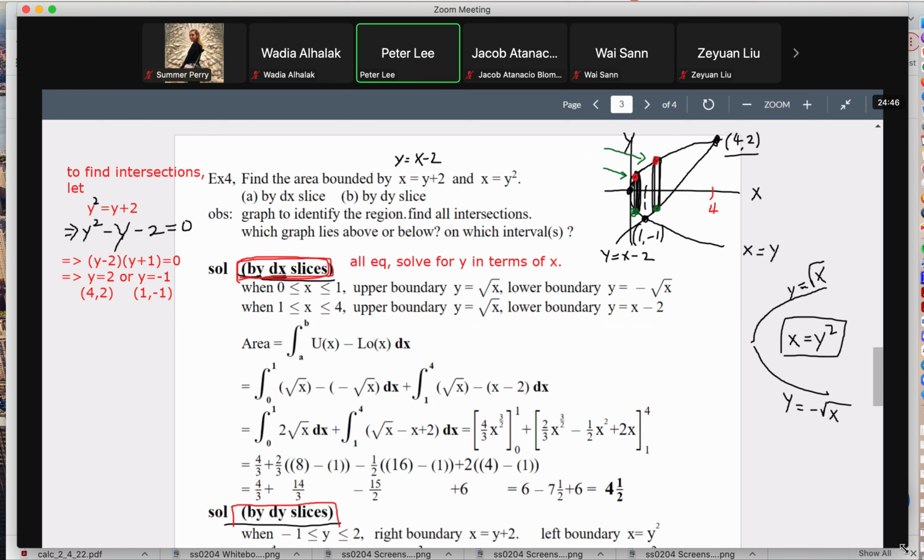Now what I'm going to do is the dy slices. By dy slices, the slices are going to look like this. Let me now use orange here. The slices will look like this. Let me use a thick marker, and I'll use orange. So for dy slices, I'm going to draw a slice right here. Maybe a slice right here.